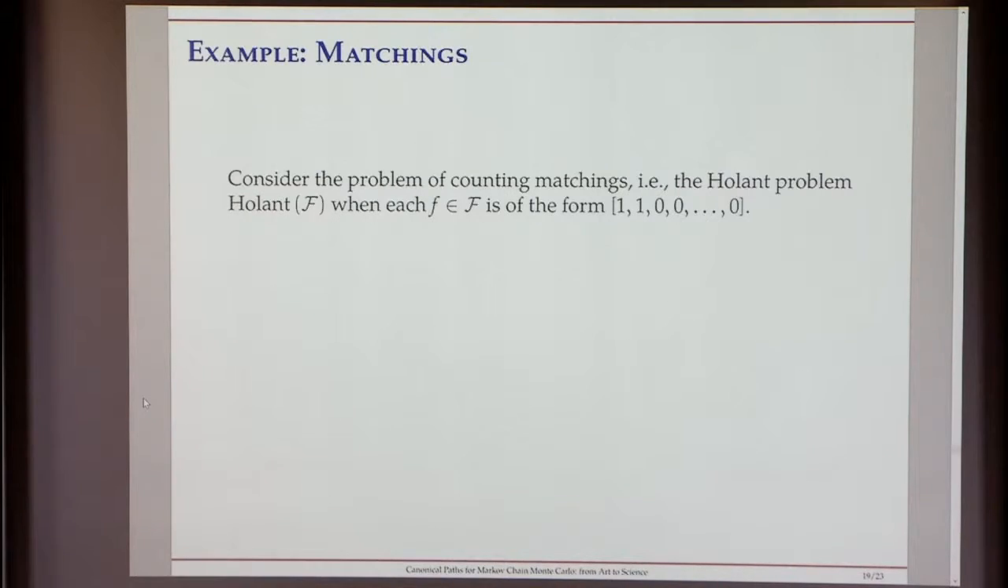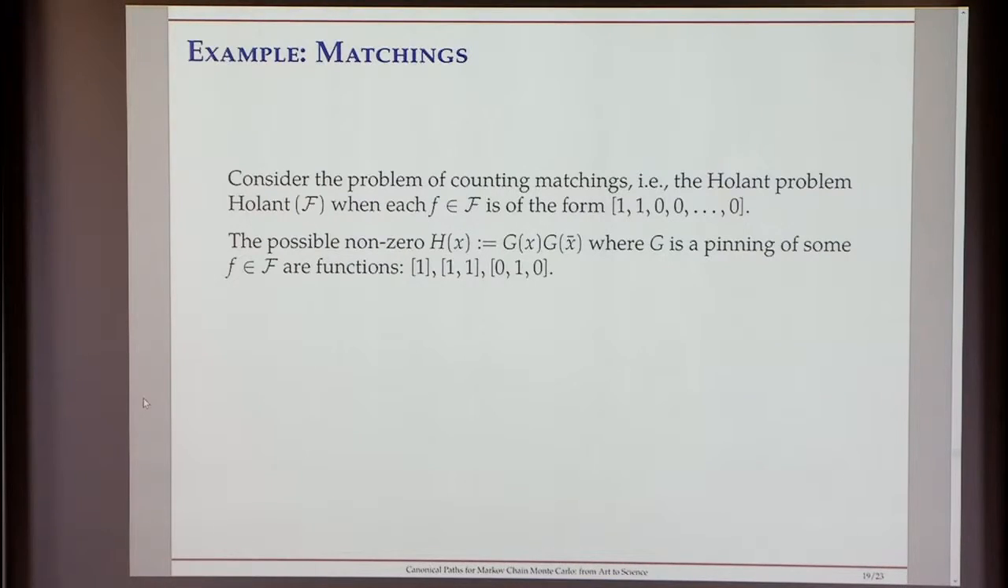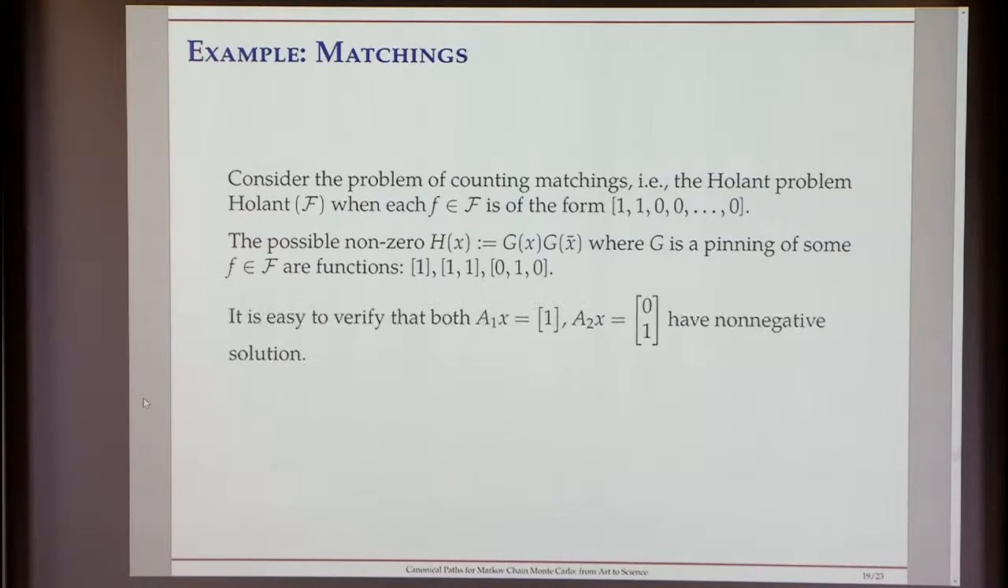First is the matching function. The matching is a function of this form, and if we want to apply our characterization theorem, we only look at the pinning of G and the H obtained from G. So for functions of this form, the possibilities of H are only 3. So we only look at these 3 simple functions, and check that a1 times x equal to 1 and a2 times x equal to 0, 1 have non-negative solutions, and this can be easily done.